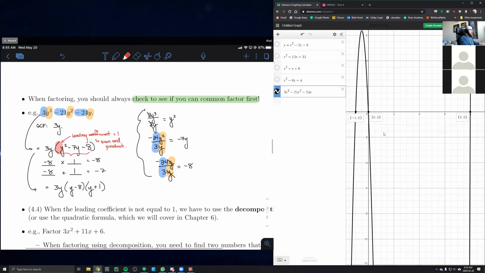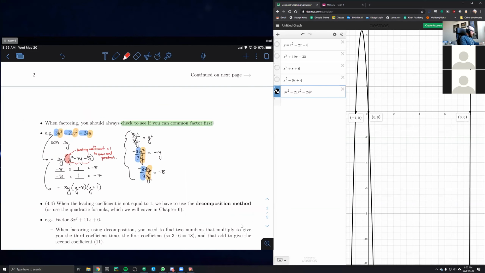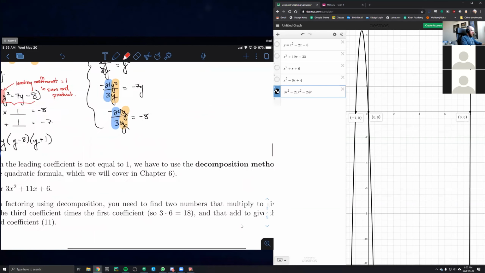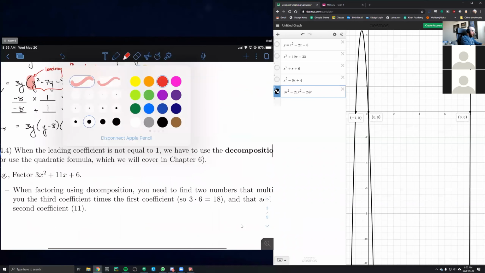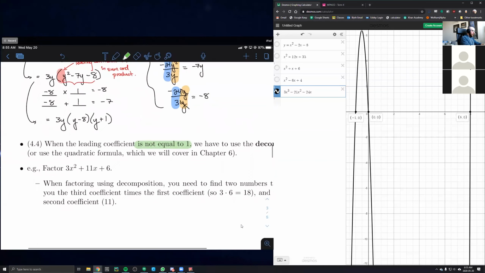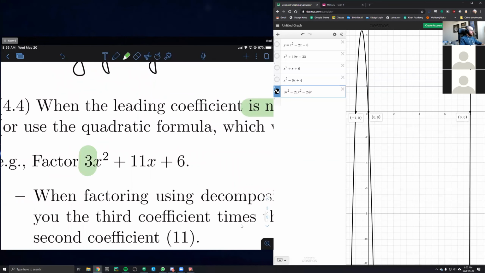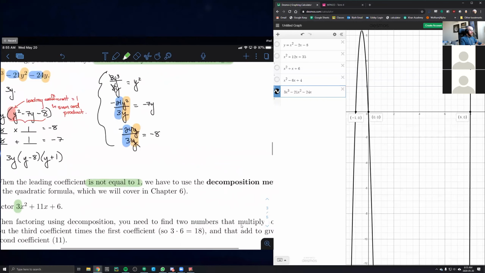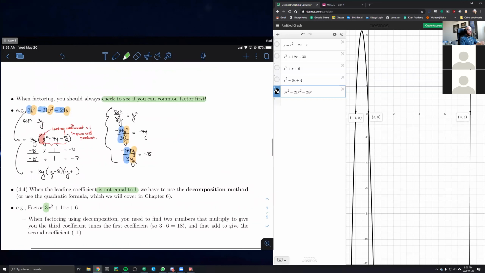Okay. Excellent. Okay, so now let's get into something a little bit more challenging. When the leading coefficient is not equal to 1, so when there is a value in front of the x squared, in this case our leading coefficient is 3, then we can't use sum and product anymore. We have to use something called decomposition, which is a little bit more challenging, okay?